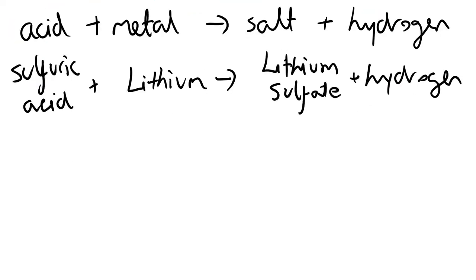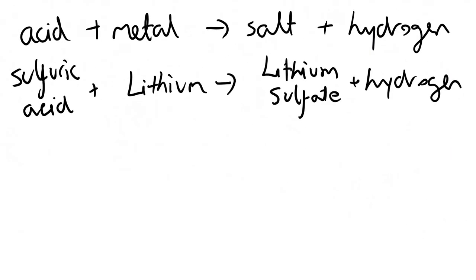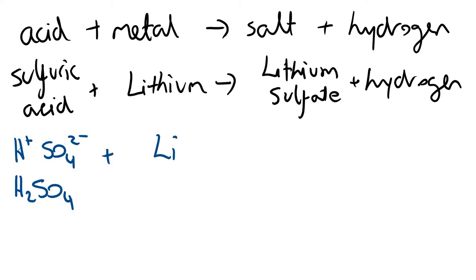So now we're going to start with our rules. First one is we need to write the correct formula of each species. So sulfuric acid, well, the counter ion there is sulfate, SO4 2-, and we know an acid is a source of H+, so for every sulfate we need 2 H+, so the formula is H2SO4. Lithium doesn't change, it's just an element, so we just write down lithium.